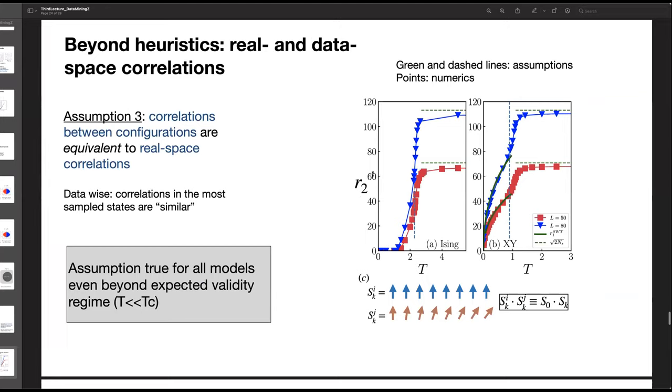These quantities are computed for the Ising model for two different system sizes and also for the XY model for two different system sizes.